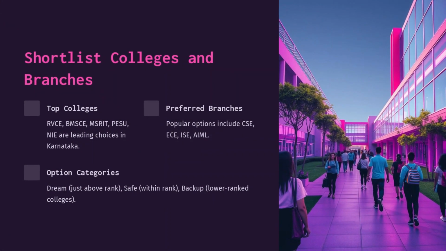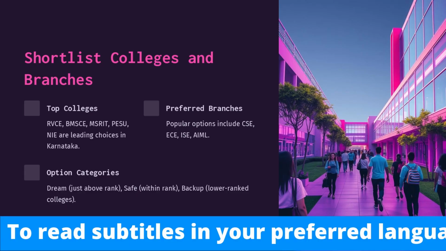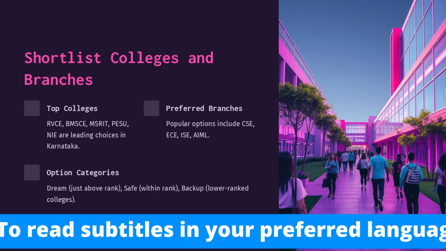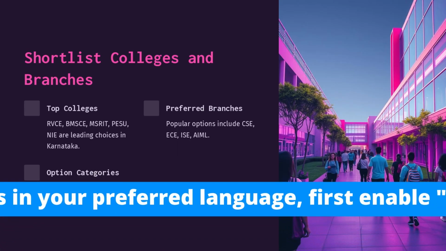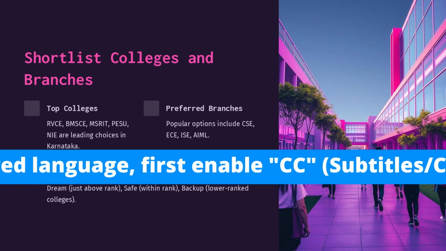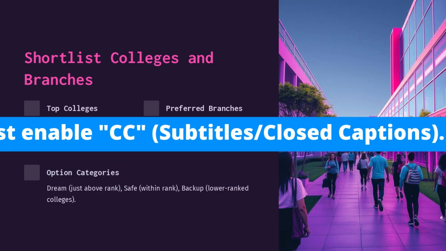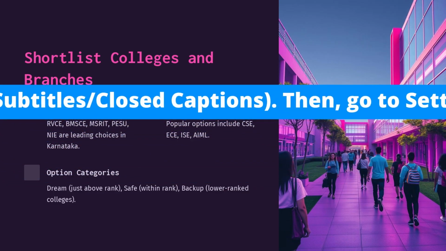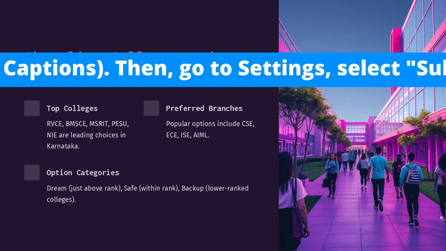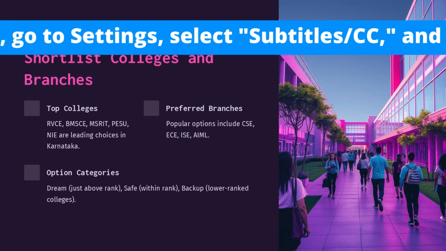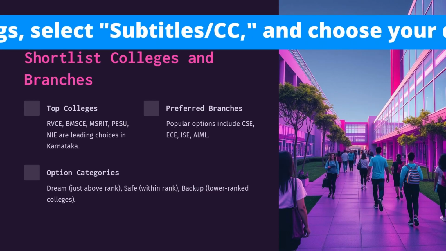2. Shortlist colleges and branches. Make a matrix of top colleges, example RVCE, BMSCE, MSRIT, PESU, NIE, etc. Branches you prefer, example CSE, ECE, ISE, AIML, etc. Then categorize. Dream options, slightly above your rank, in case cutoffs drop. Safe options, well within your rank. Backup options, lower-ranked colleges that you'll accept if others fail.